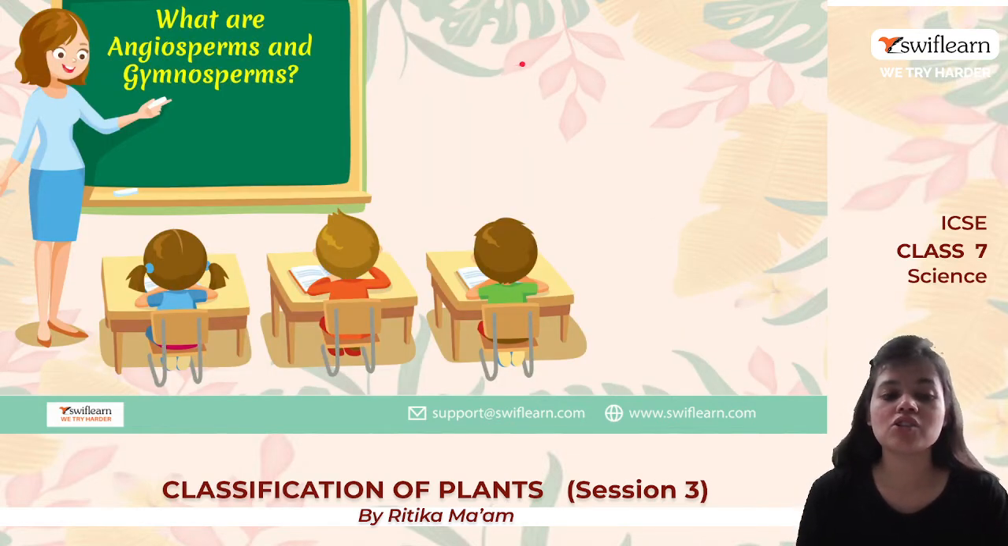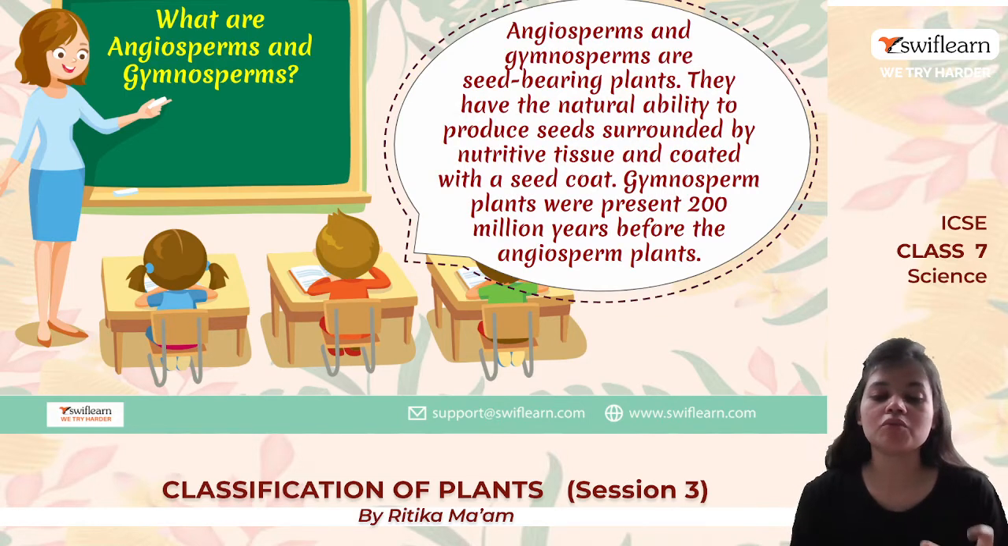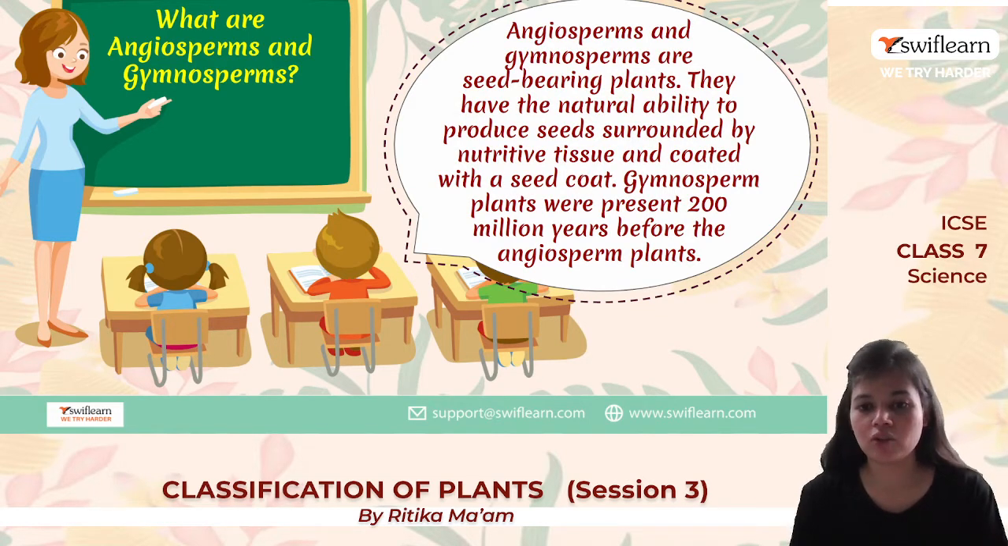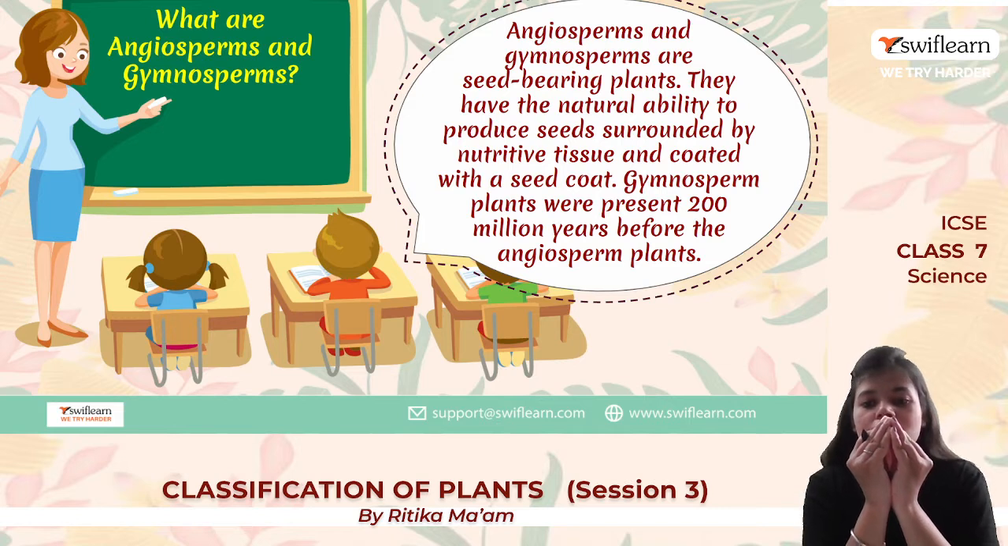Talking about angiosperms and gymnosperms, what is meant by them? Angiosperms and gymnosperms are seed bearing plants. They have this natural ability to produce seed, which is surrounded by a nutritive tissue and coated by a seed coat.